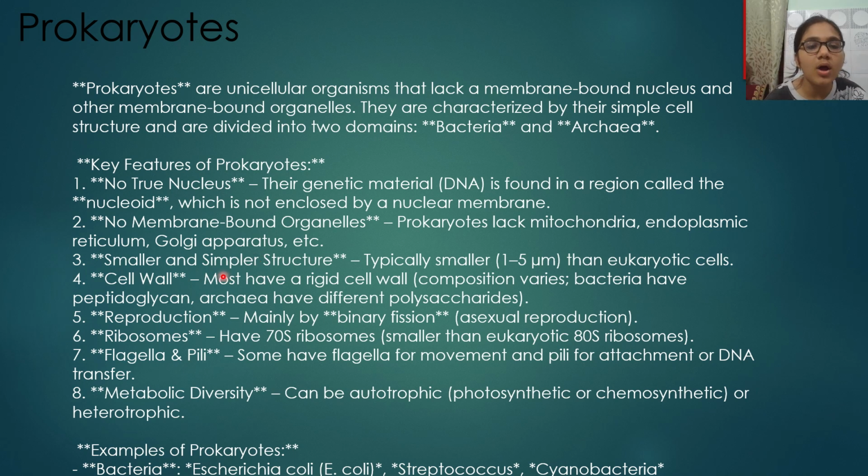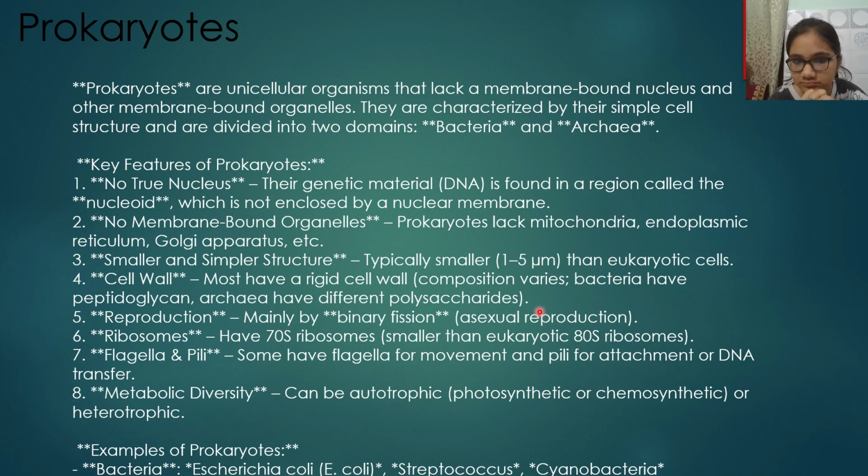Now, if we see the smaller and the simplest structure, typically smaller, 1 to 5 micrometer, than eukaryote cells. If we see about the cell wall, so most have a rigid cell wall, whose composition varies: bacteria have the peptidoglycan we have seen, and the archaea have different polysaccharides.